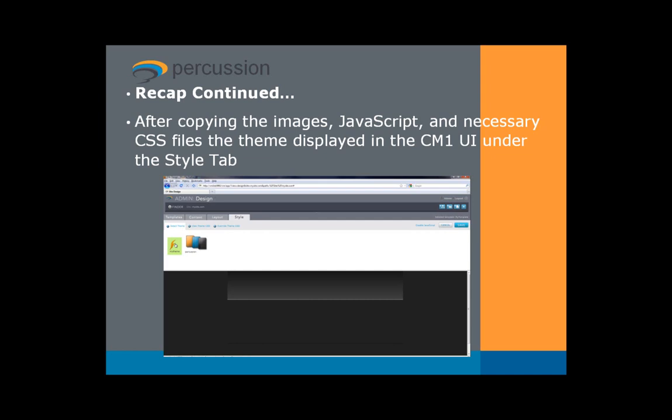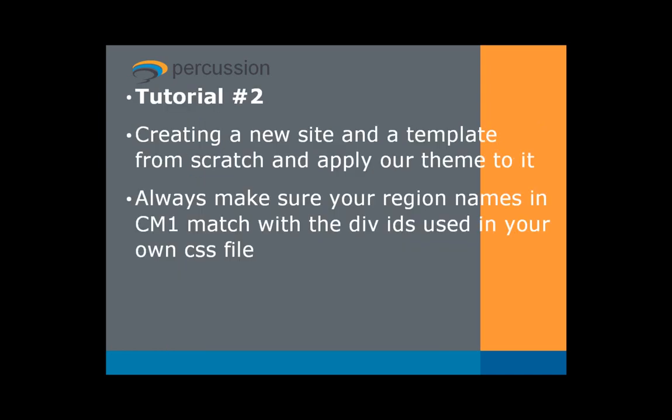In this tutorial, we'll start by creating a site and a template from scratch and apply our theme to it. The key in applying your themes to your templates is making sure that your region names in CM1 match with the div IDs used in your CSS file.